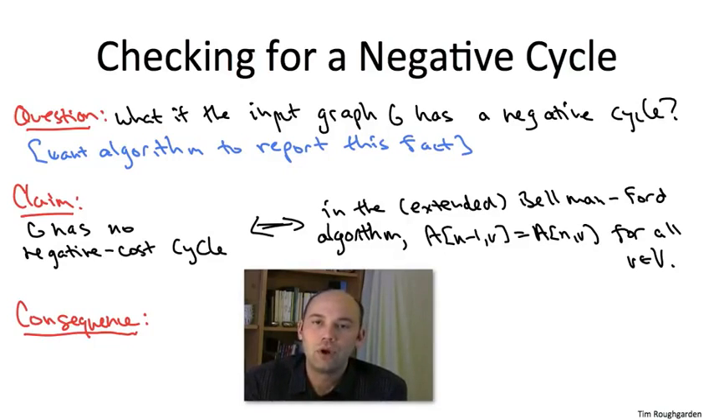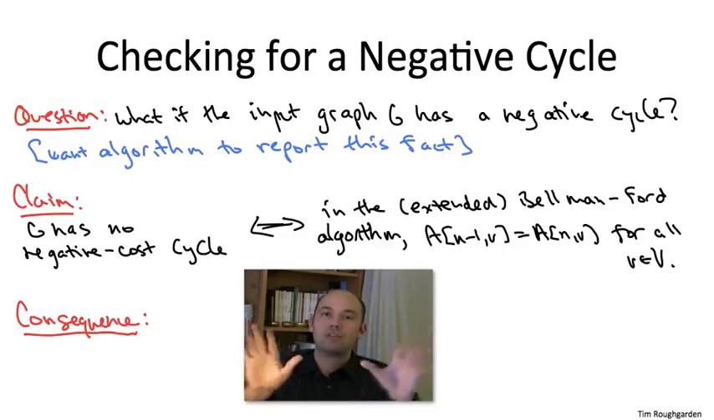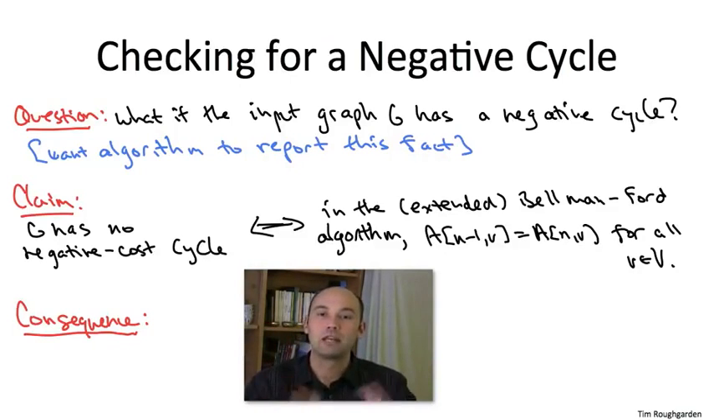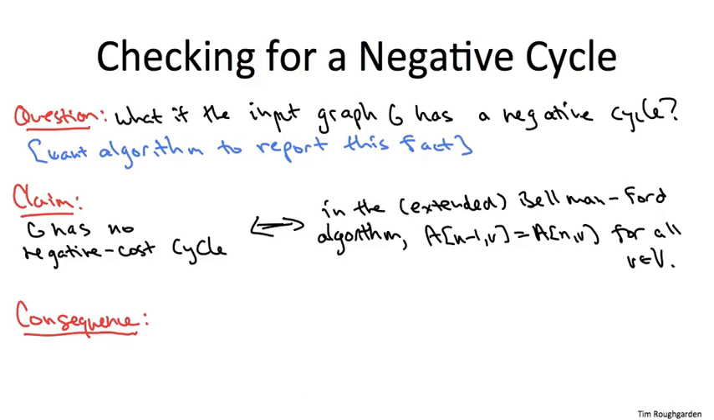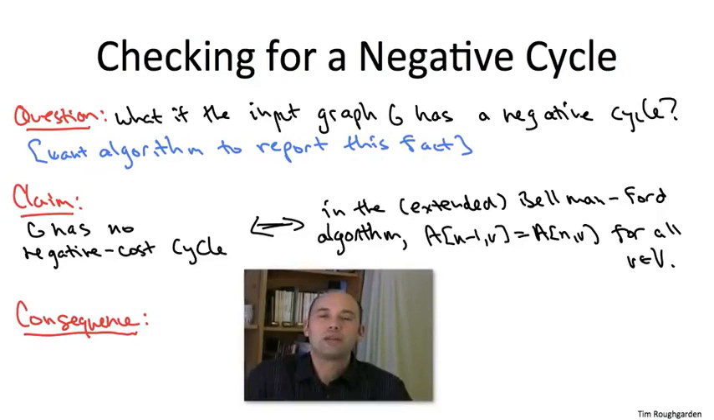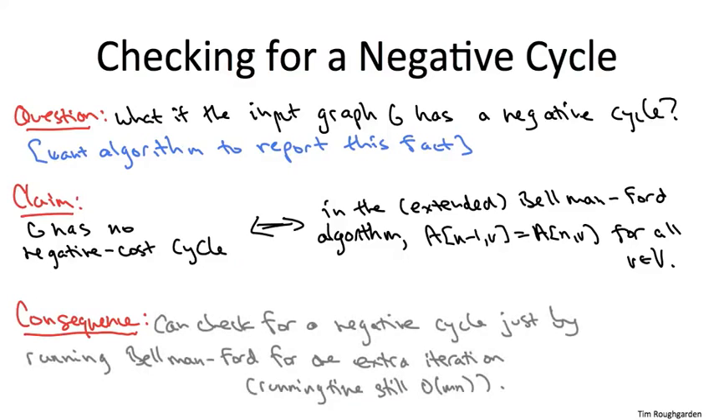If, on the other hand, you notice that there's a vertex v so that A[n][v] is smaller than A[n-1][v], then you say, hey, there's a negative cycle by the claim, so I'm not going to compute shortest path distances for you. That wouldn't make sense. There is a negative cost cycle, and you punt. And of course, this one extra iteration in the Bellman-Ford algorithm has a negligible effect on its running time. It's still big O of m times n.